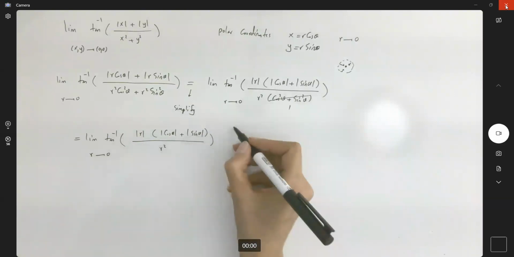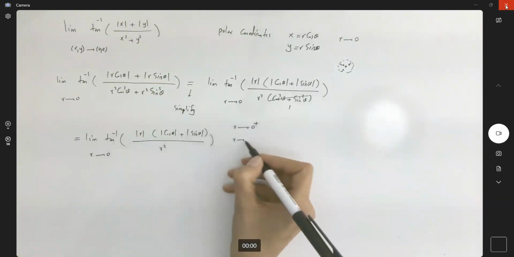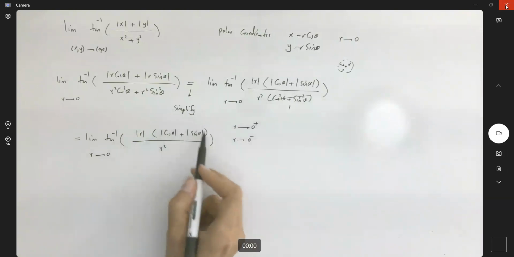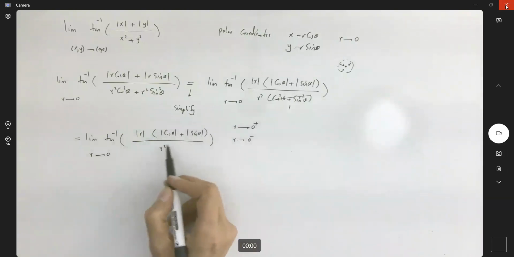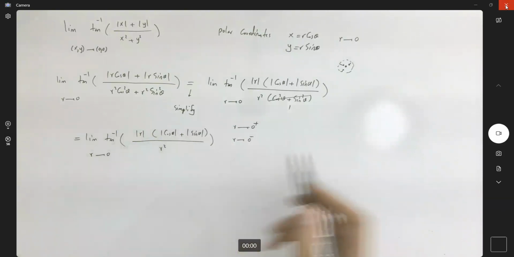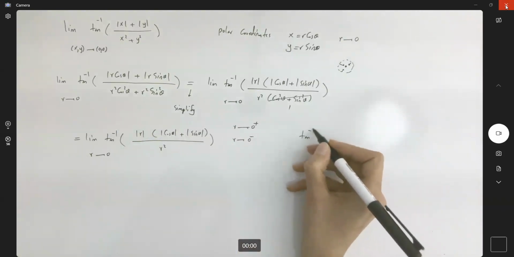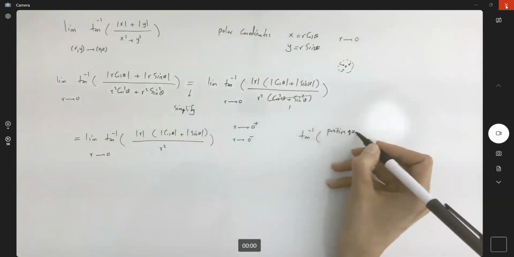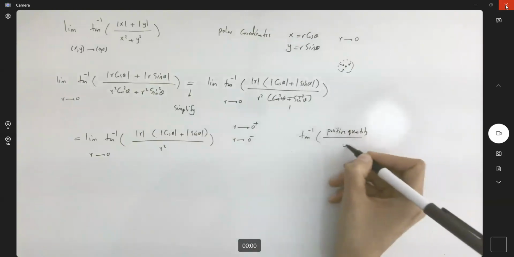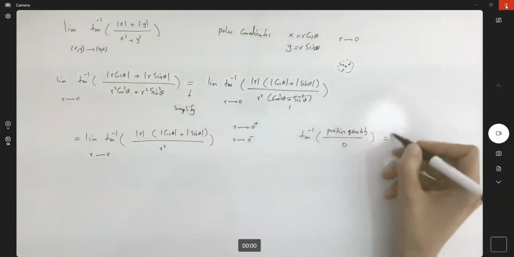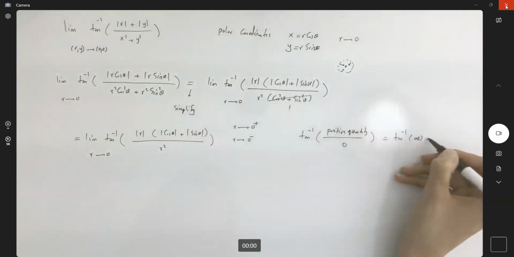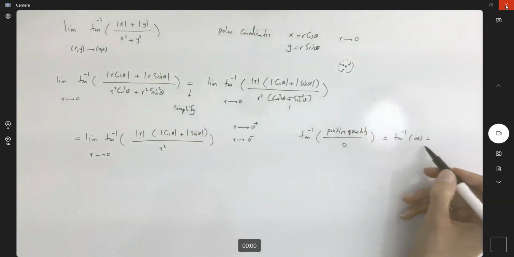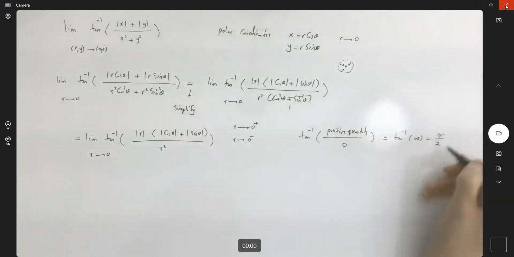As you take the limit, r goes to 0 from right or r goes to 0 from left, this limit is equal to inverse tangent of a positive quantity divided by 0. This is inverse tangent of a positive quantity over 0, which is inverse tangent of infinity, and we all know the behavior of inverse tangent. Inverse tangent of positive infinity is equal to pi over 2.